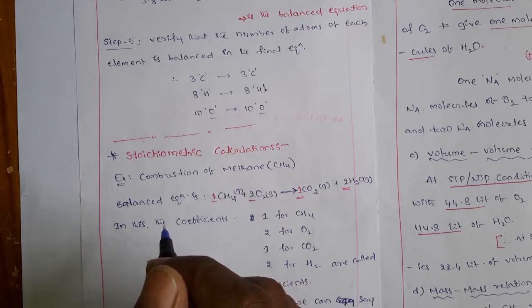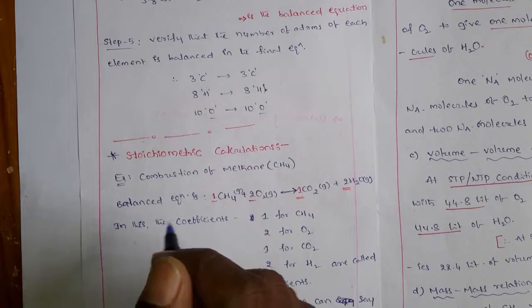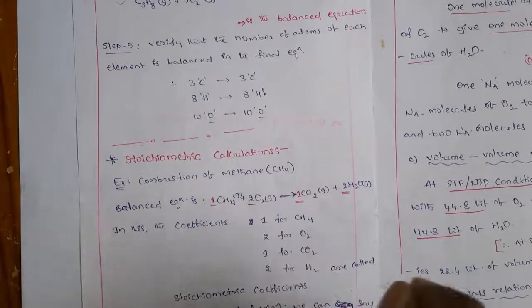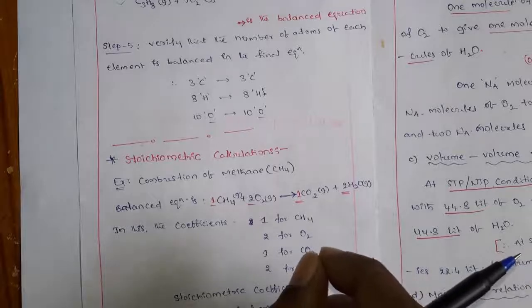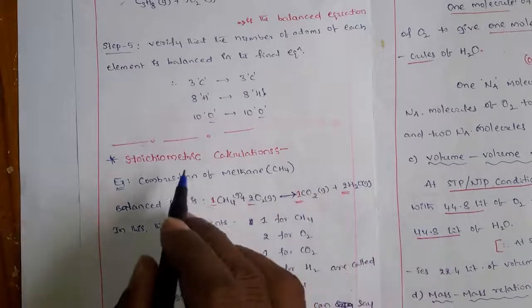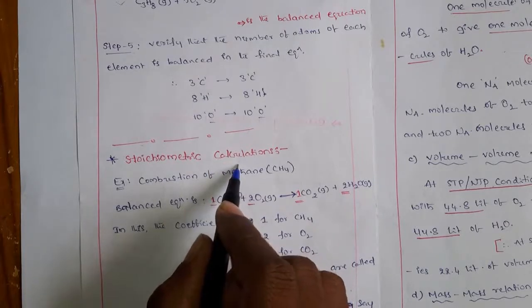What is a redox reaction, and how do we balance it? That we can see in the next part of this chapter. After that, the next part is the stoichiometric calculations, and I will discuss this in the next lecture.